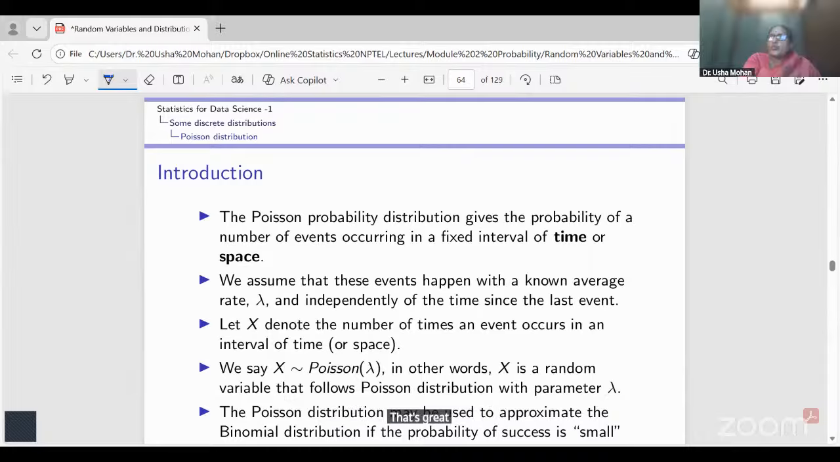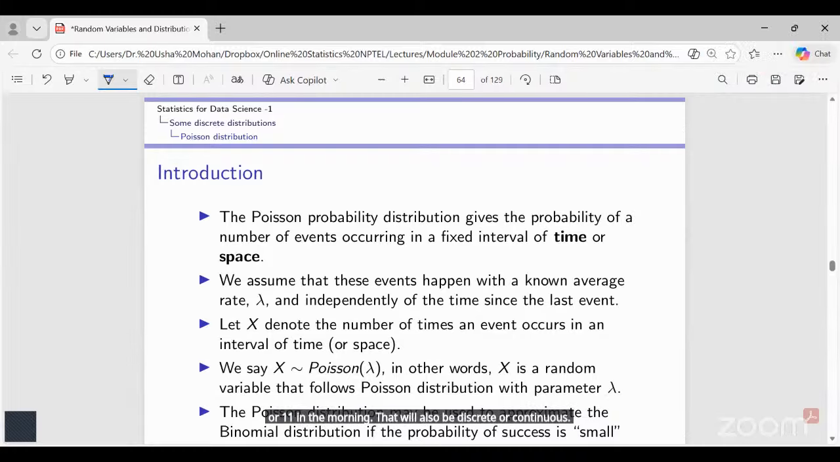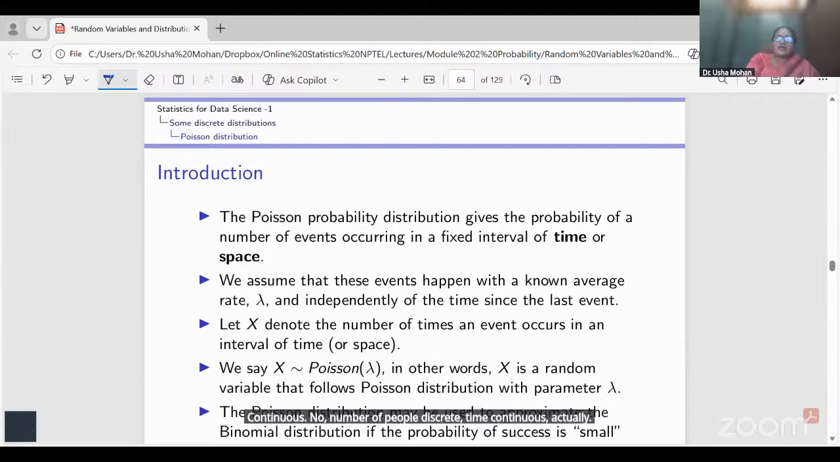Because I'm counting the number of people. Now if I want to know the number of people who have entered a bank between 9 in the morning and 11 in the morning, will that be discrete or continuous? Number of people is discrete. Time is continuous. So whenever I want to model situations which count the number of events that happen in a fixed interval of time or space, I model it as a Poisson distribution.